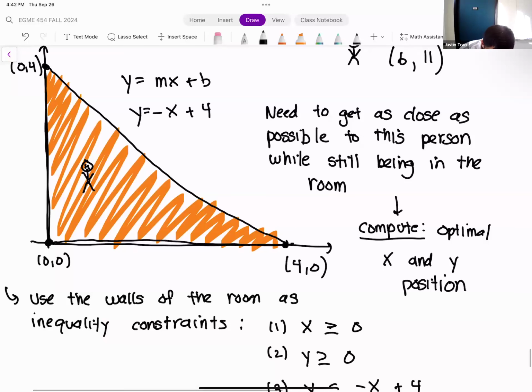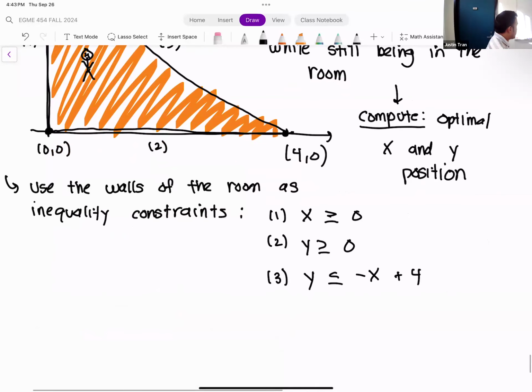So that's wall 1, wall 2, wall 3. Okay. So these three inequality constraints must be satisfied in order for your position to be within the room.